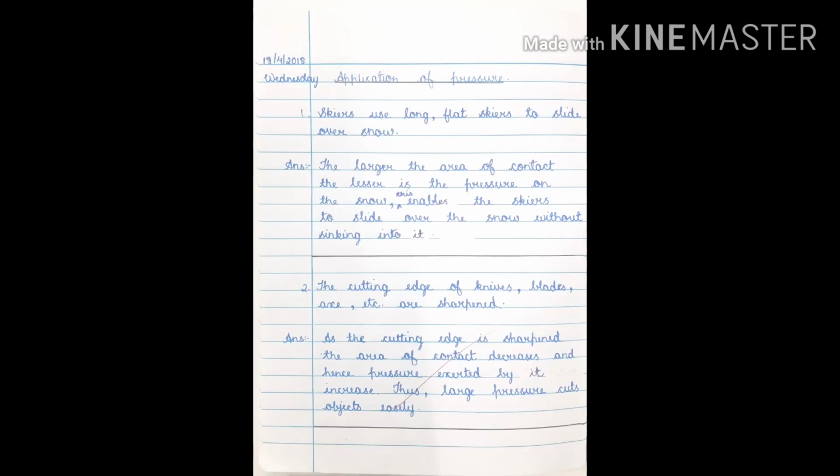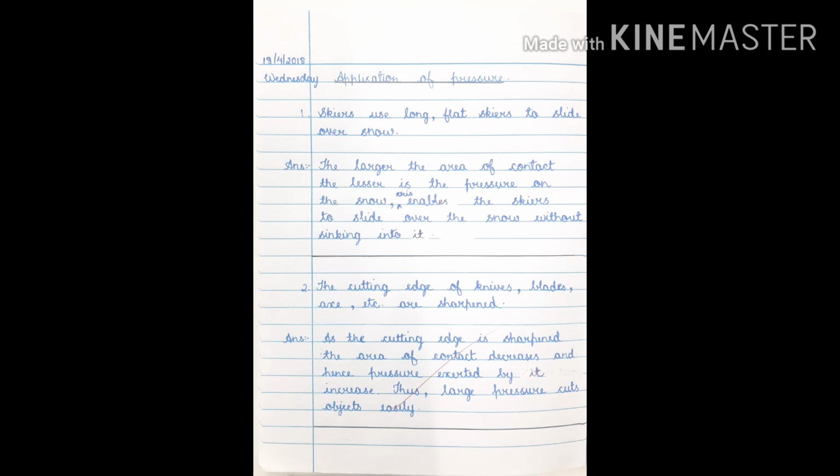Application of pressure. First question. Skiers use long, flat skis to slide over snow. Answer. The larger the area of contact, the lesser is the pressure on the snow. This enables the skiers to slide over the snow without sinking into it.